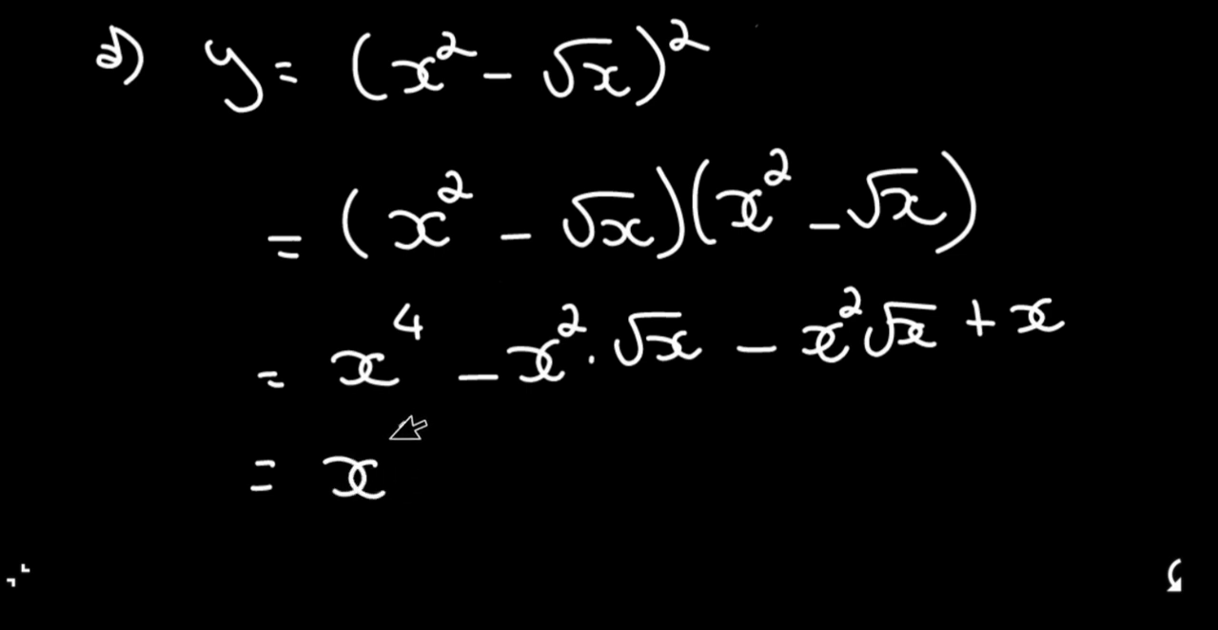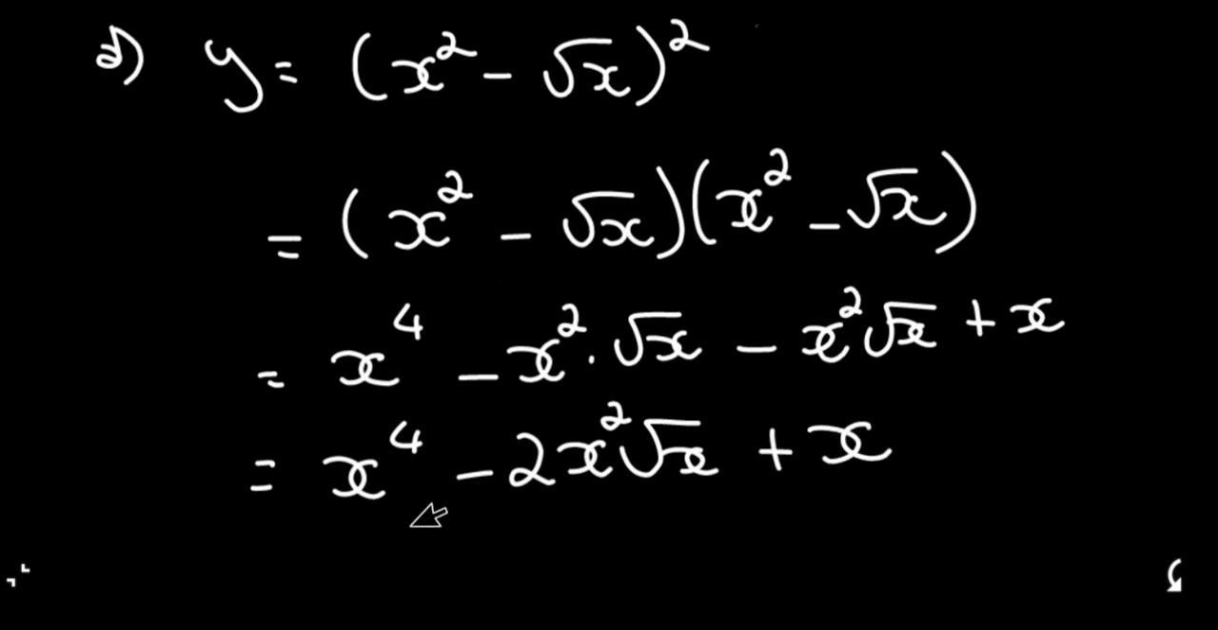So now let us add like terms. It's gonna be x to the power of 4 minus this negative x squared times square root of x, and this negative x squared times square root of x are like terms, so we're gonna get 2x squared square root of x plus x. So we cannot differentiate this expression because we still have a radical. We need to make everything to be in an exponential form so that we can apply the derivative.